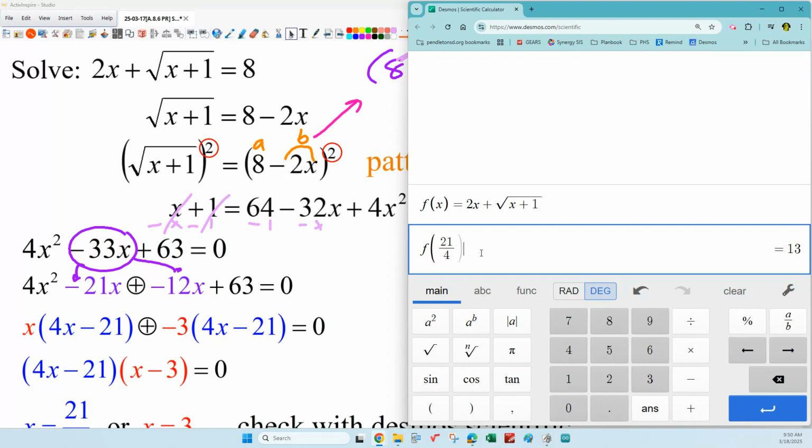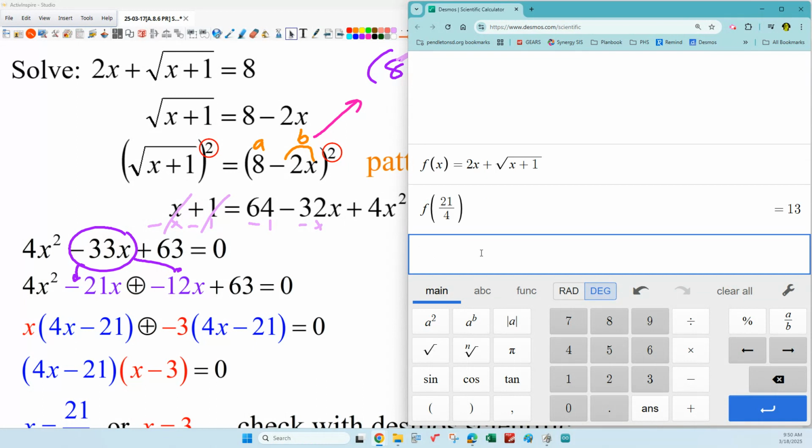Now I'll try the other one. And maybe it'll work, maybe it won't. If the other one fails, then there's no solutions, and that's a real possibility. That could be the case. F of 3, no, it gave us 8. So 3 worked. 3 was valid, 21/4 was extraneous. But there really could be no solutions. We could have had 2 valid solutions. In this case, we only had 1.